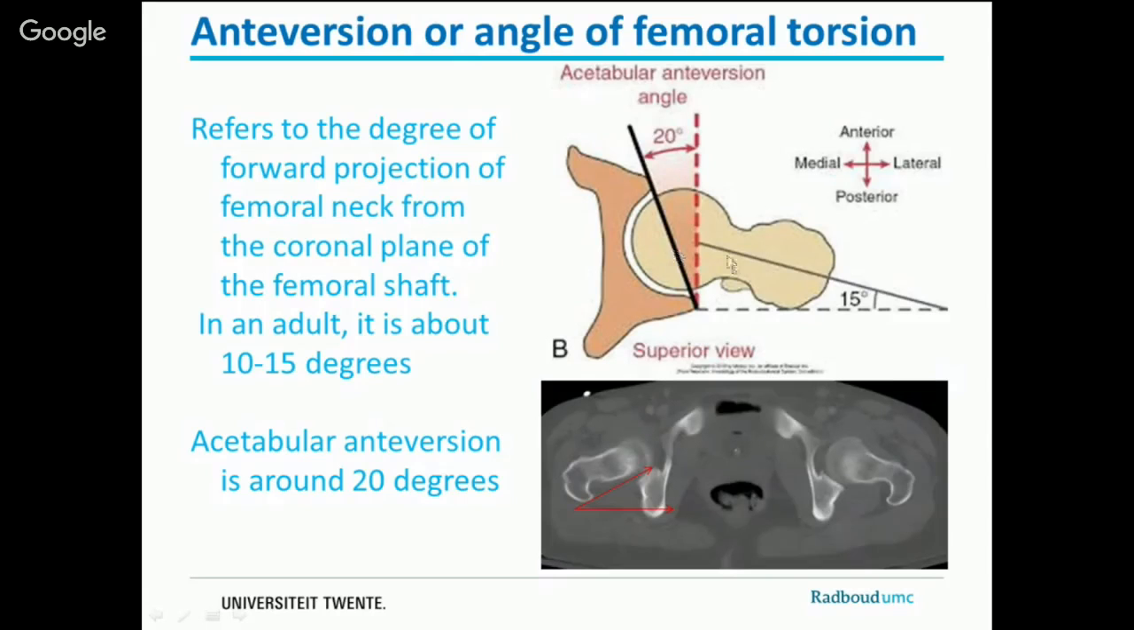So this is very important also in simulations because the rotation in this direction is much more than in this direction. And we need more internal rotation and also more flexion, okay? Now this is an example on a CT scan. And the surgeons will measure how much anteversion you have.